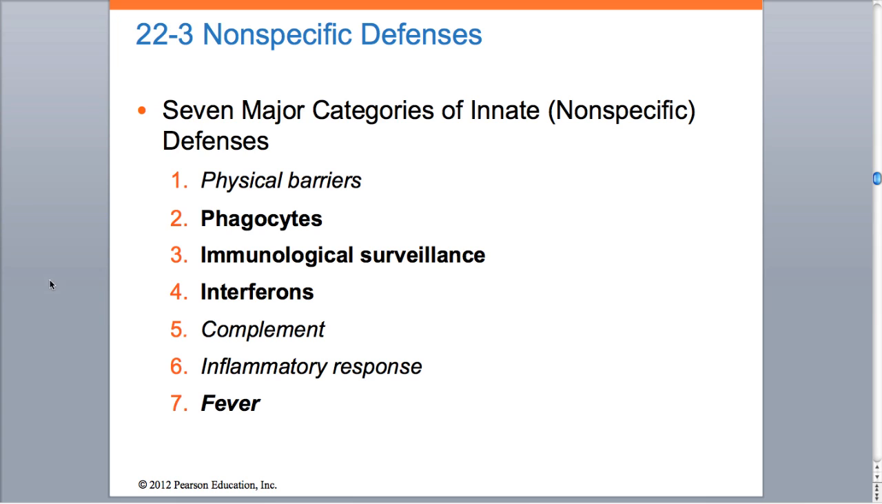Okay, next, we now move to number 3 here. Now, number 3 was your natural killer cells. And remember, I said that they actually are not specific. Now, this belongs to my level 1. So the immunological surveillance there is natural killer cell, and it actually belongs to my level 1. All right, now we move to interferon. Interferon is also my level 1.